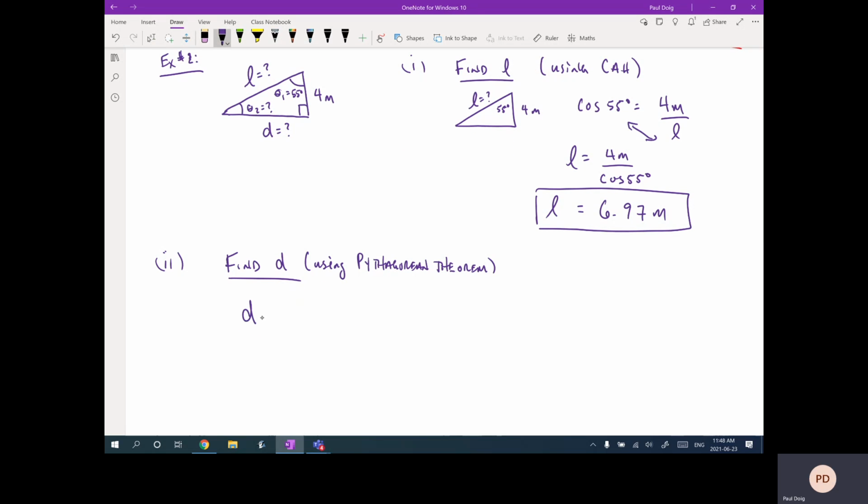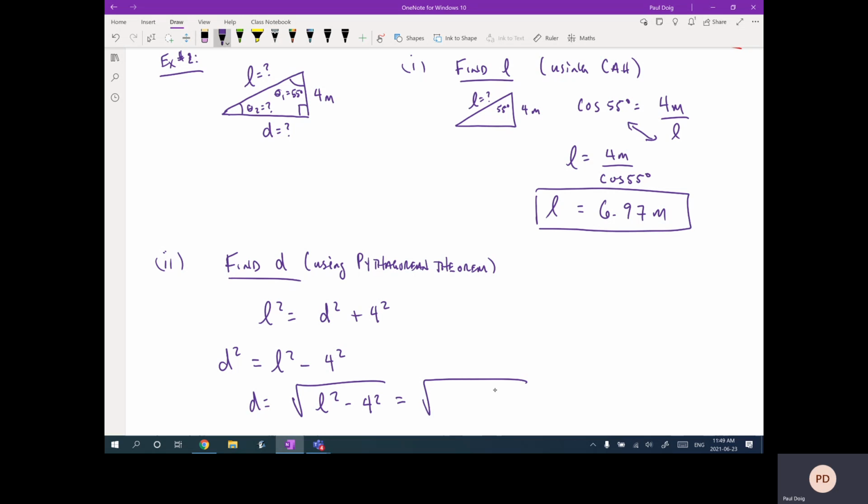Okay, well, D is not the hypotenuse, but if we rearrange, maybe I'll start here and say, I know that L squared is equal to D squared plus 4 squared. That's just the Pythagorean theorem with L being the hypotenuse. Now rearrange that and we get L squared minus 4 squared. So D squared equals L squared minus 4 squared, and so D is equal to the square root of L squared minus 4 squared.